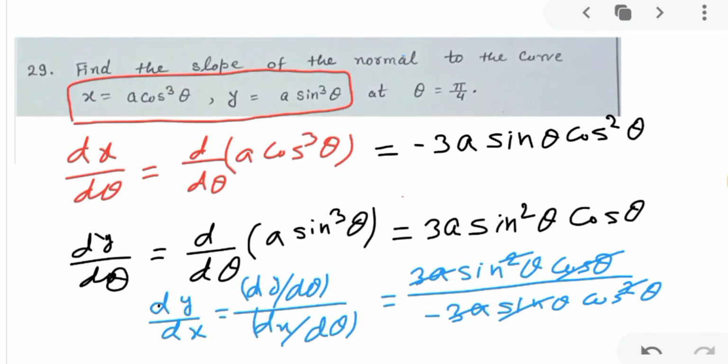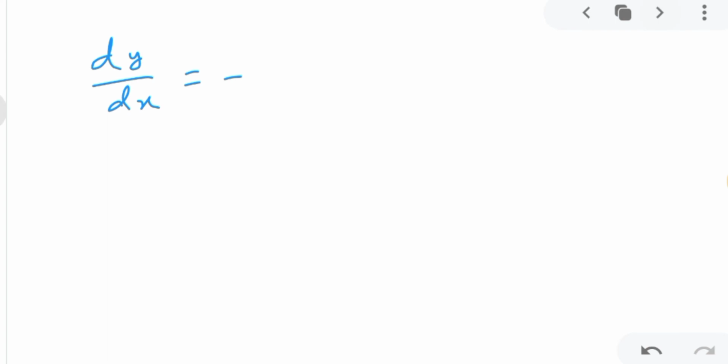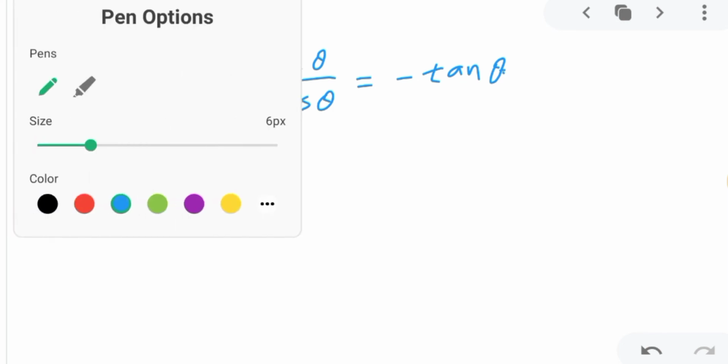You can do it by yourself, okay. So dy upon dx is nothing but, after calculation, you will get minus sin theta upon cos theta, with sin theta in the numerator, cos theta in the denominator, and the minus was there. And sin theta upon cos theta I can write as tan theta. Correct? So dy upon dx we got as minus tan theta. So now first I will find the slope of the tangent.